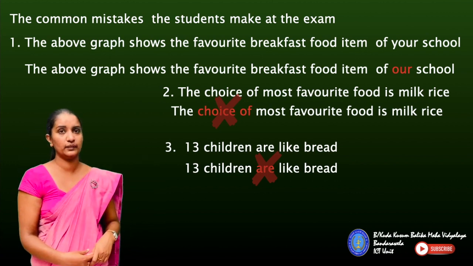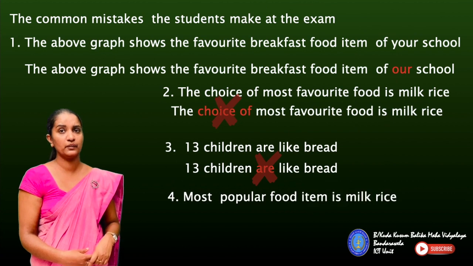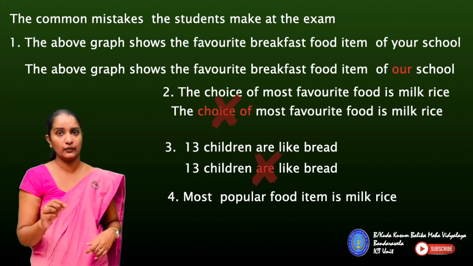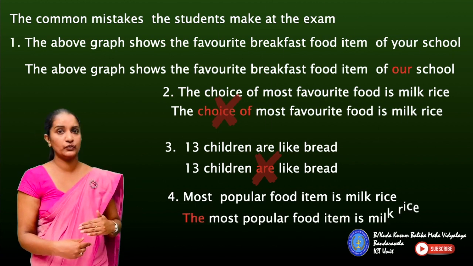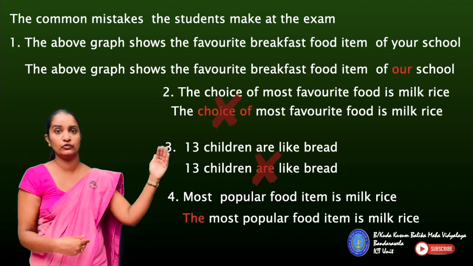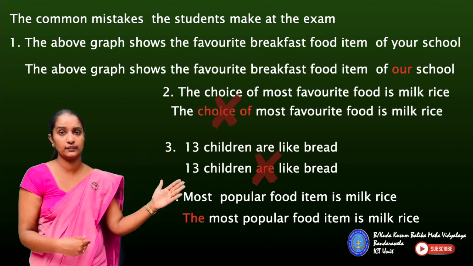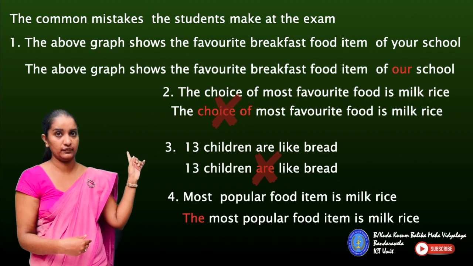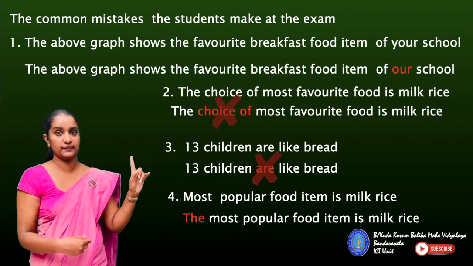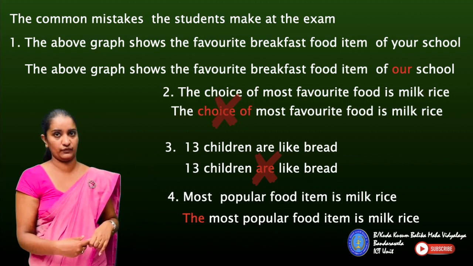And look at the fourth one. Most popular food item is milk rice. Do you see any mistake there? Yes, I see. Even the markers will note this mistake. What is it? If you are going to tell about the most or the least or the highest or the lowest, you have to write the, because most popular is a superlative adjective. Right? Right.